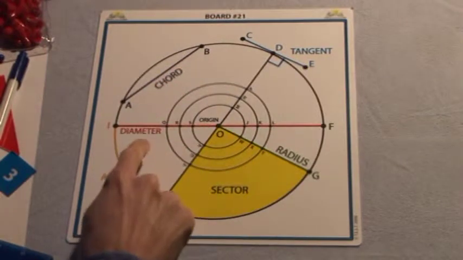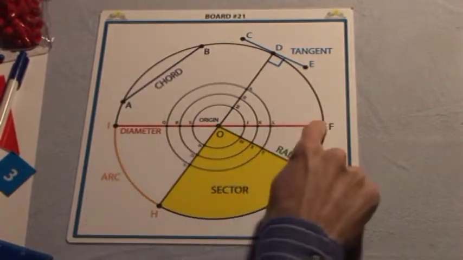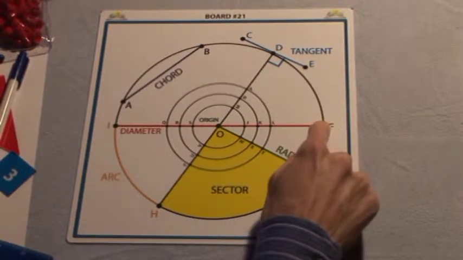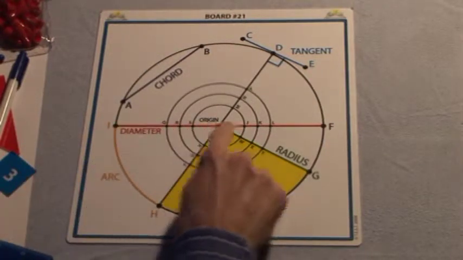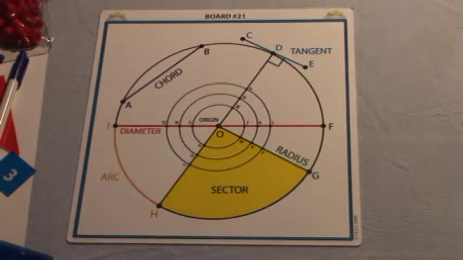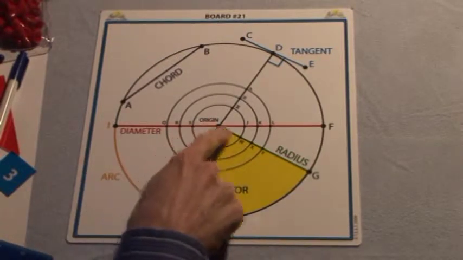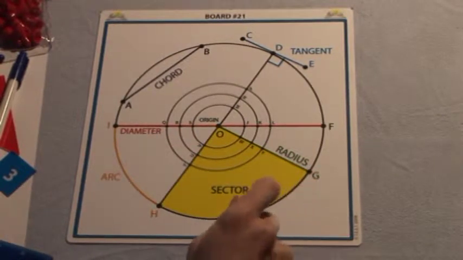tangent, chord, diameter. The diameter runs through the origin from any 2 points on the circumference of a circle and is delineated by the red line. The radius is green, runs from the origin to any point on the circumference of the circle.